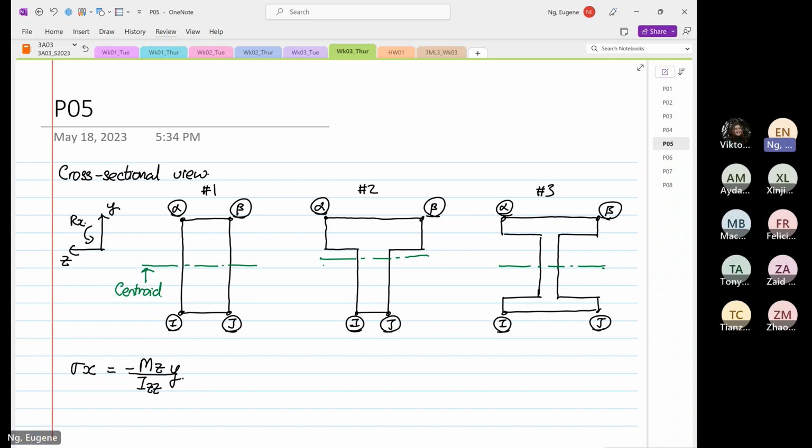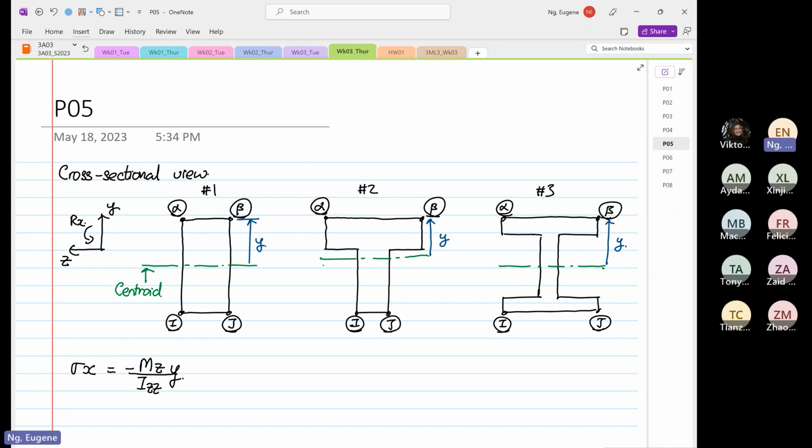By looking at the formula over here, some of you may say, Eugene, what is the y? Okay, so the y is this distance over here, measured from the centroid. This is the y. Everyone measure from the centroid. This is the y, and measure from the centroid. This is the y.